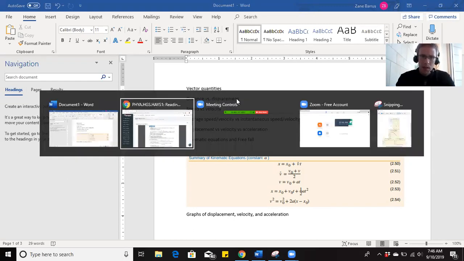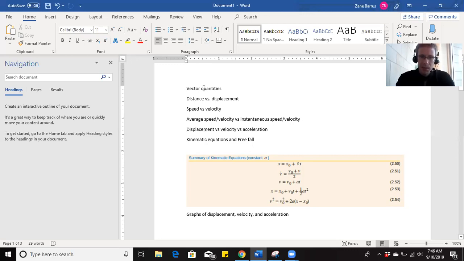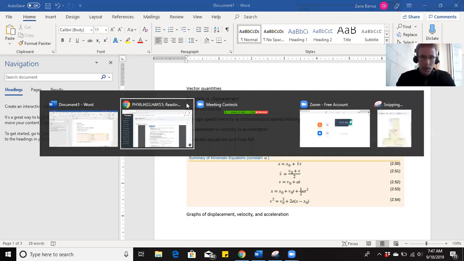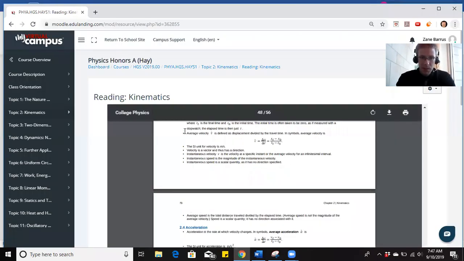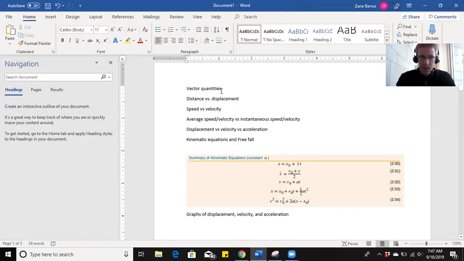Okay, so first on my agenda is vector quantities. So in topic 2, if you've read it or if you haven't read it, you will be introduced to something called a vector quantity. Okay, simply put, a vector quantity is, I'm going to type this just so you can take notes. A vector quantity is any quantity of measurement that has magnitude and direction associated with it.